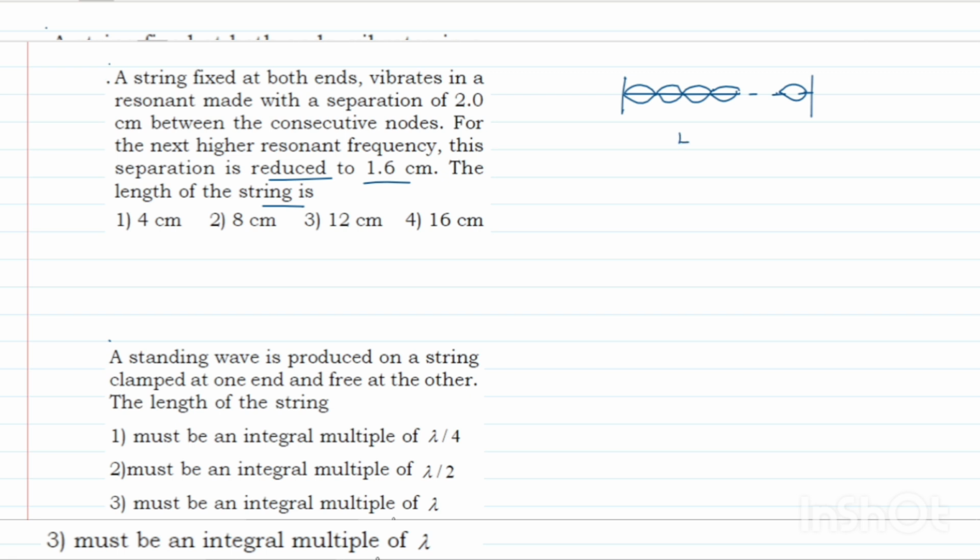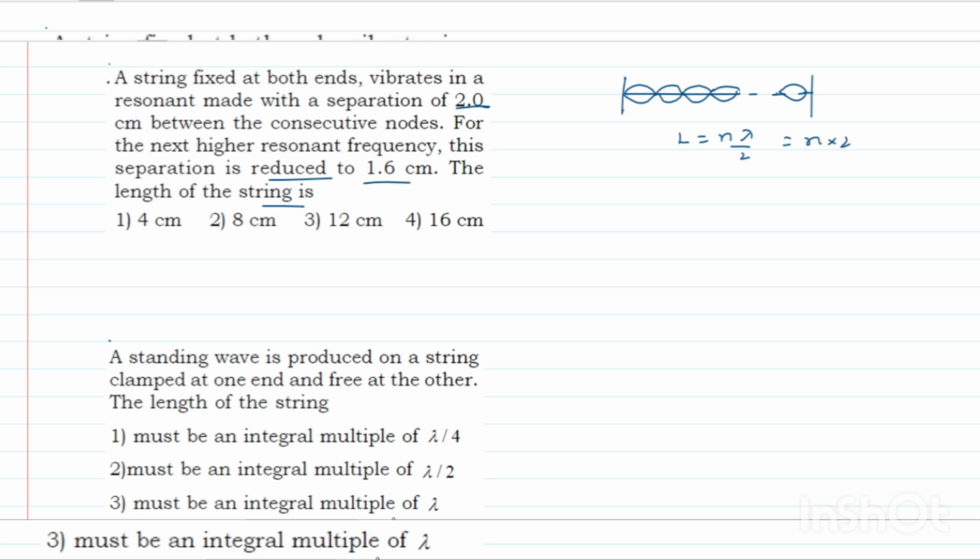Then the actual length of the wire will be L equals n segments, when you are producing n into lambda by 2. So L is given as 2 centimeters. For the 2 centimeters, we will be getting n segments you are producing. So here you can take it as 2n, that is n into 2.